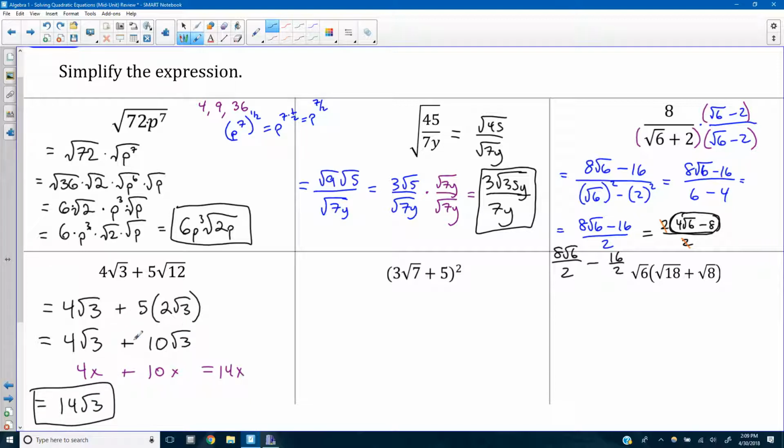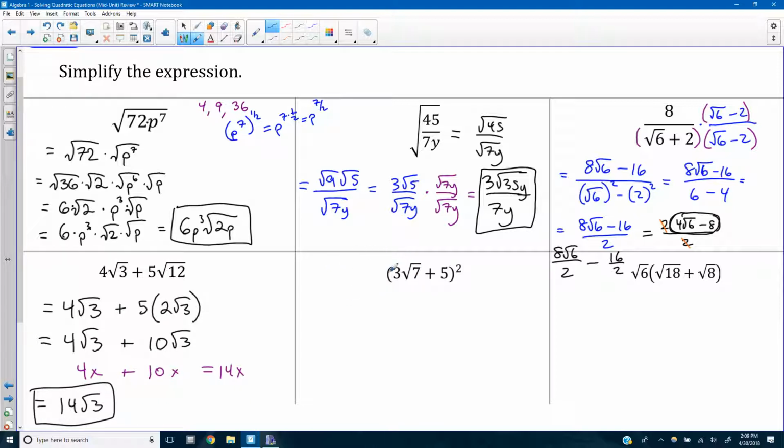Look, even if these couldn't combine, I still simplified the expression. I cleaned this thing up into something smaller. And that's why we simplify them. It allows you to simplify. It allows you to possibly combine like terms. You have more opportunities to do things here than you did previously.